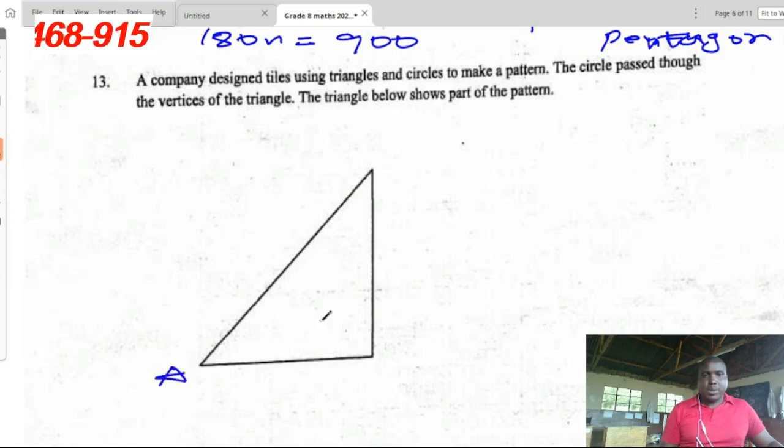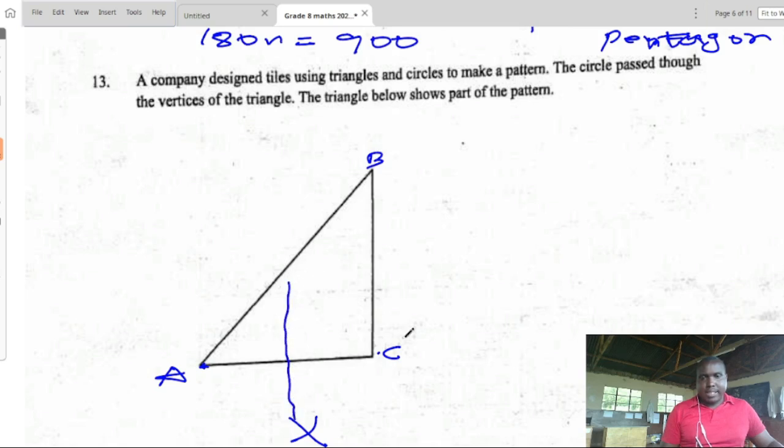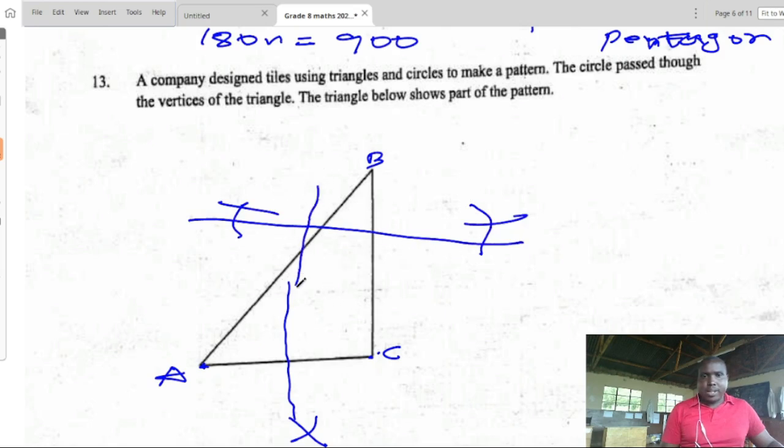So you stand, let me call this A, B, C. You stand here, you open your protractor and mark somewhere here, you come here, you do this. So when you draw this one, you bisect this line AC. Again, you stand here, you mark a point here and there. You stand here, you mark the point here and the point here. You draw a line.